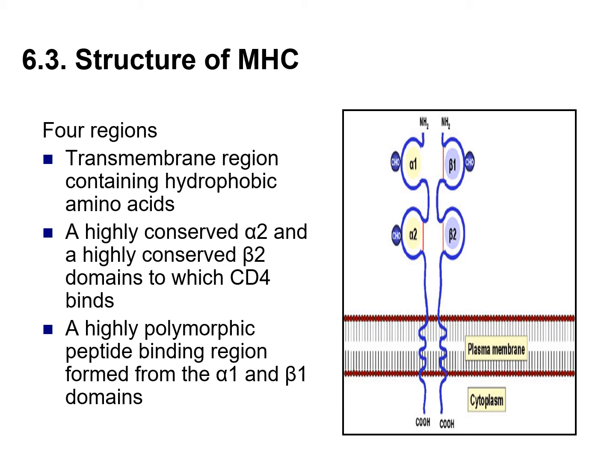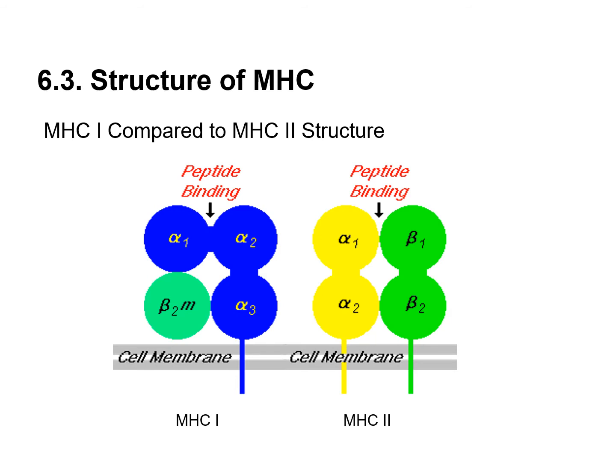Okay, the alpha 2 and the highly conserved beta 2 serve to bind with CD4 cells. So going back to that CD8, this one is CD4. Okay, a highly polymorphic peptide binding region. So the alpha 1 and beta 1 region is the one that serves for binding for other components, other types of cells.